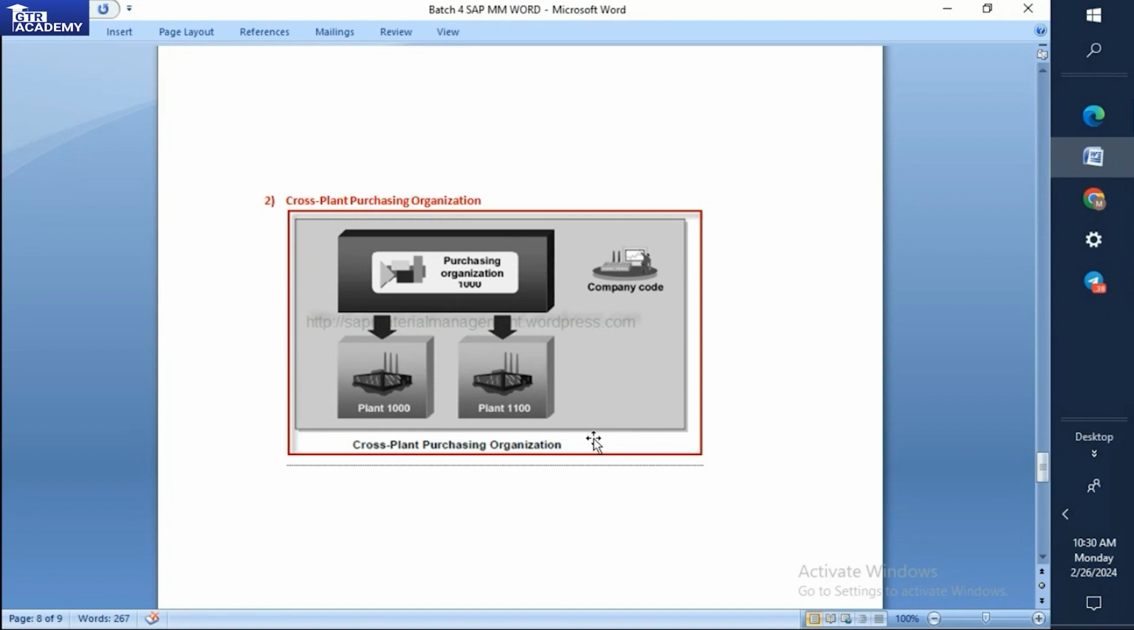Srinivas? Multiple plants having one purchase organization. You can procure from one purchase organization. One purchase organization will handle two plants. Yes. Cross plant purchase organization is nothing but, for more than one plant of the same company code, there will be only one purchase organization. One purchase organization is assigned to two different plants under one company code.